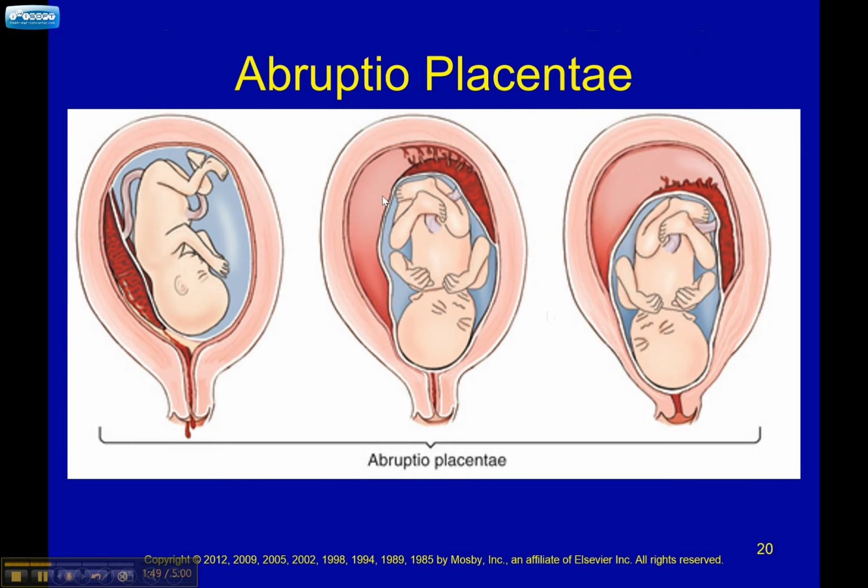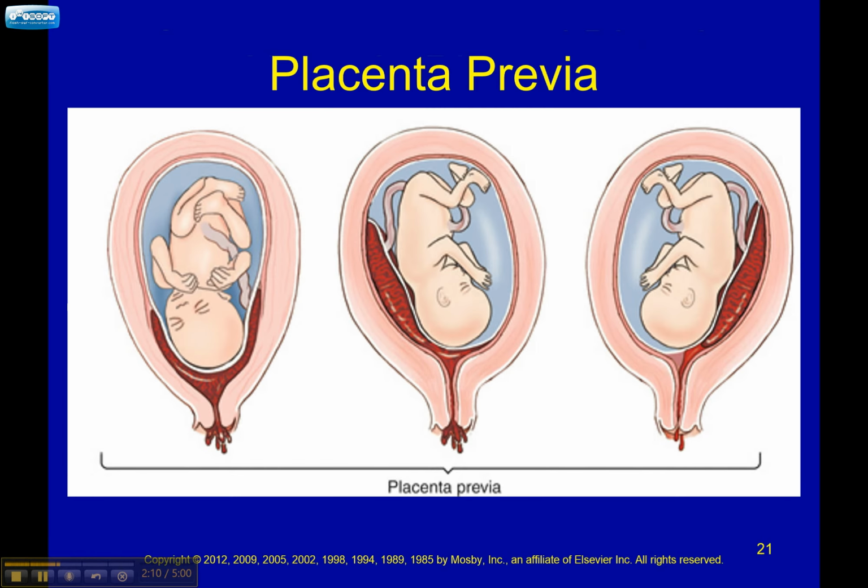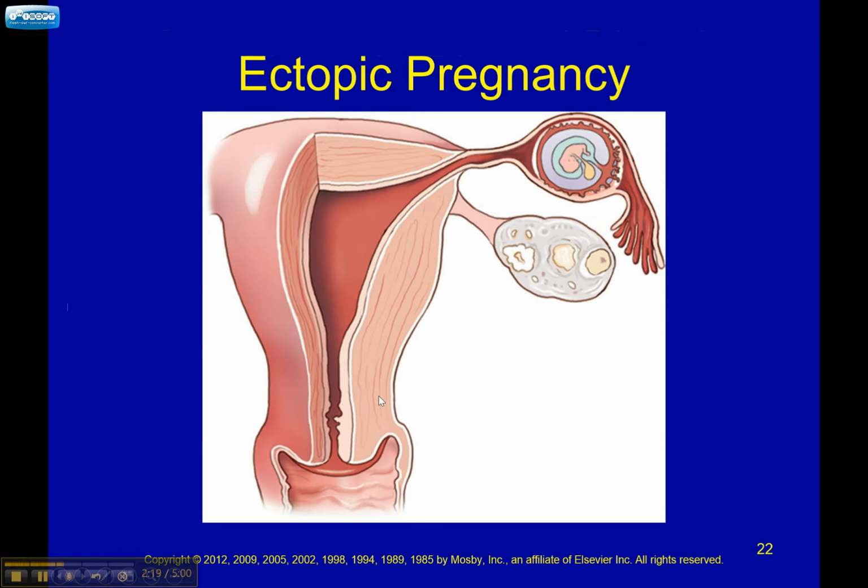Okay, here are some of the disorders with the placenta. Notice here the placenta is up along the wall, but it's leaking down, so that's not a good thing. Here the placenta has pulled away from the uterine wall, and here it's completely away from the uterine wall. So it's showing you a progression of this disorder. Placenta previa, notice the placenta is coming out before the baby. It's usually always delivered after.